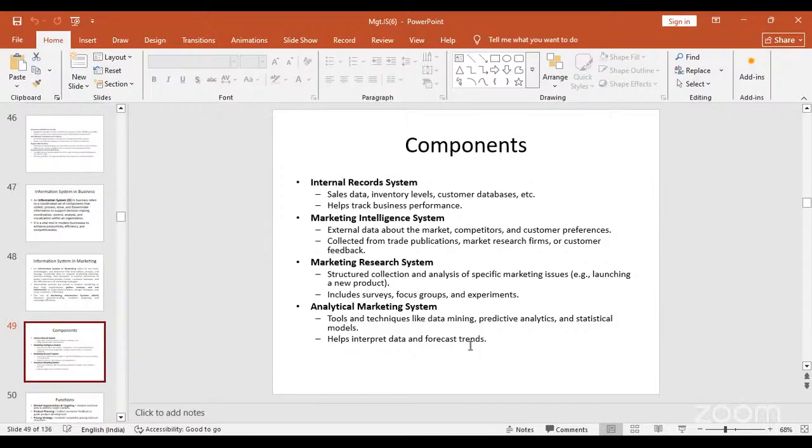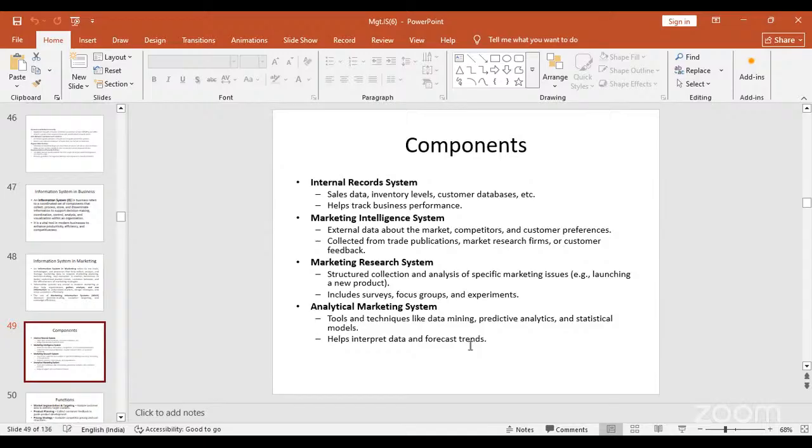Data mining, predictive analysis, trend analysis are there, statistical methods are used for analysis, correlation, etc. Correlation, central tendency, that is mean, mode, median are used to analyze the data. Statistical models are there to make analysis of the data. So that is a component of the marketing information system.